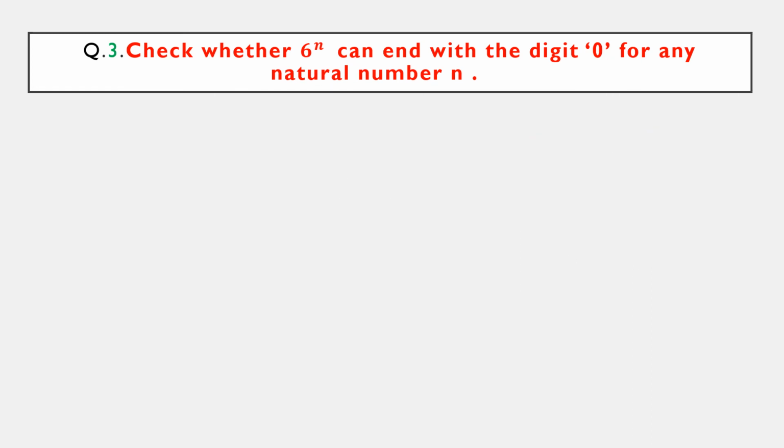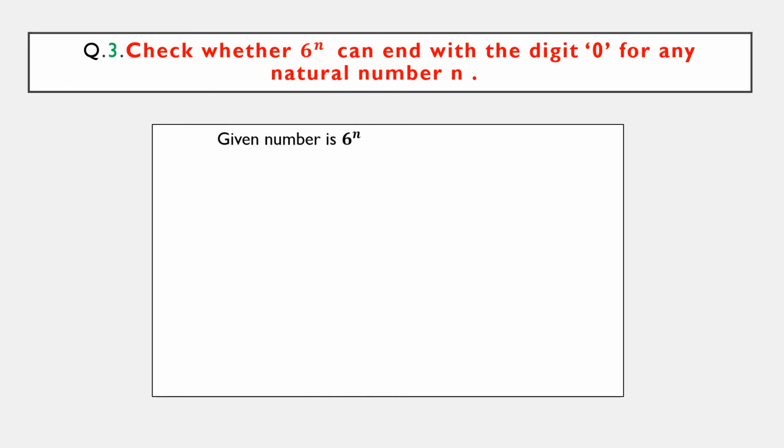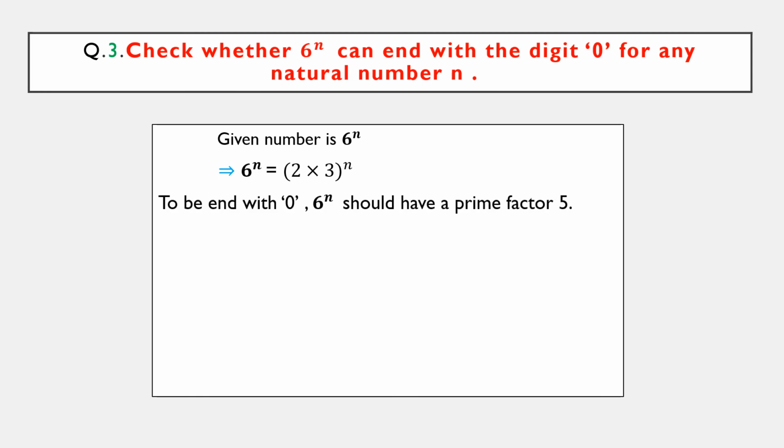Right? So your problem is, given number is 6 power n. So whatever number is given, just write it. Then 6 power n is 2 into 3 whole power n. See, this n can vary. It may be 2, it may be 3. Whatever it is, the same number repeats by the number of times this power is having. So I can write 2 into 3 whole power n. Next is, to end with 0, 6 power n should have a prime factor 5. So for a number to end with the digit 0, compulsorily there must be a prime factor 5 in it. There must be 2 as well as there must be 5.